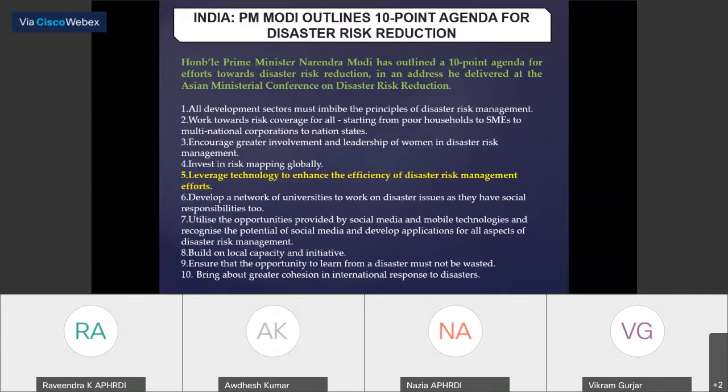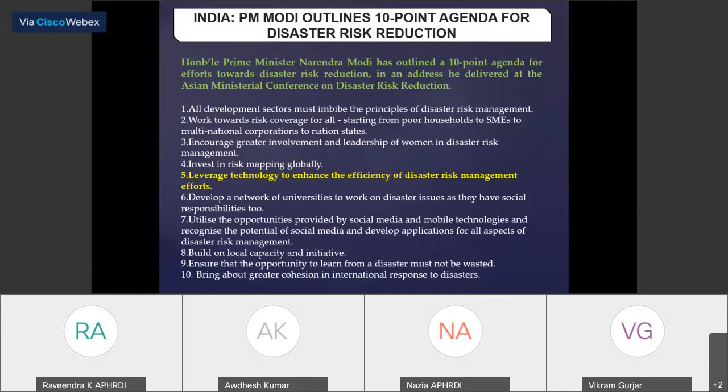And in such continuation after that, India launched the 10-point agenda of disaster risk reduction by Honorable Prime Minister Shri Narendra Modi ji in the Third Asian Ministerial Conference on Disaster Risk Reduction. Here you can see all these 10 agendas on which India is working right now. And item number 5, that is leveraging science and technology to enhance the efficiency of disaster risk management effort, is important, on which this presentation is basically based.